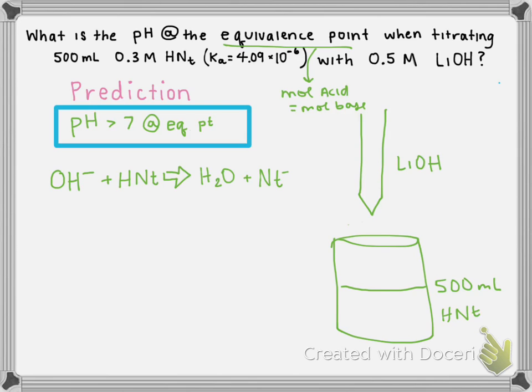So we have a neutralization reaction. We're mixing acid and base together. And so we're going to use an ICF table. And we're going to have to use moles. And so they told me I have 500 mils of 0.3 molar HNT. So I'll end up having 1.5 moles of HNT.